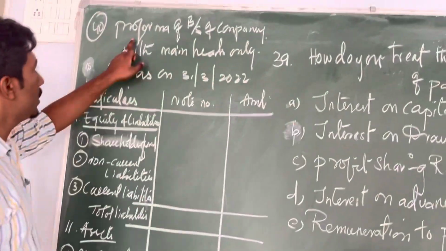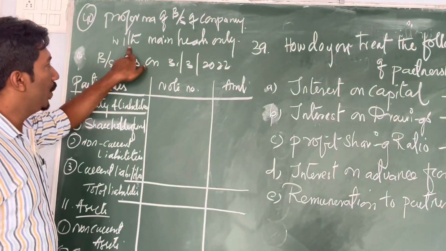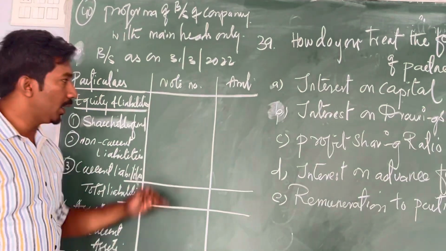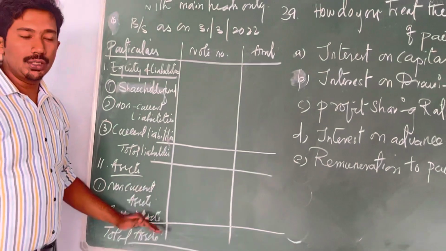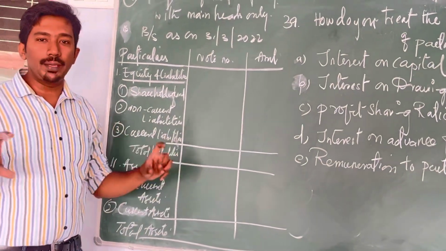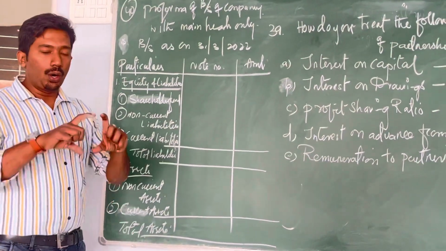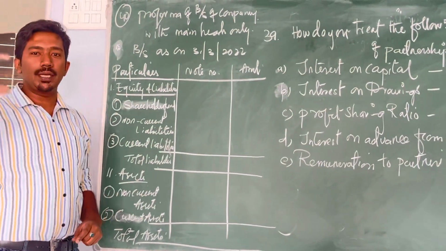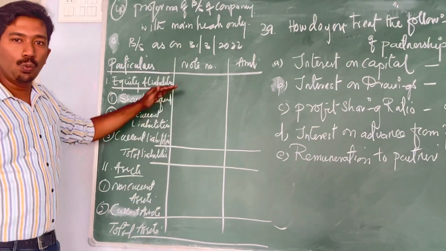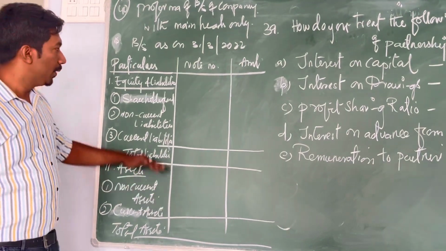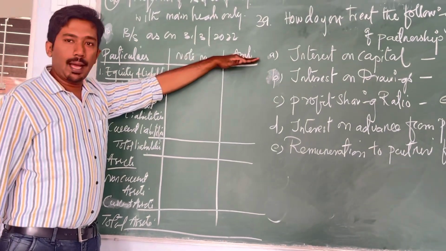The next question is a proforma of the balance sheet of a company with main heads only. Here we are just making a vertical balance sheet. Normally there are 2 types of balance sheet: one is horizontal, the other is vertical. In horizontal, we write liabilities amount and assets amount. This form is known as the vertical form of balance sheet, wherein you will have particulars, note number and amount.